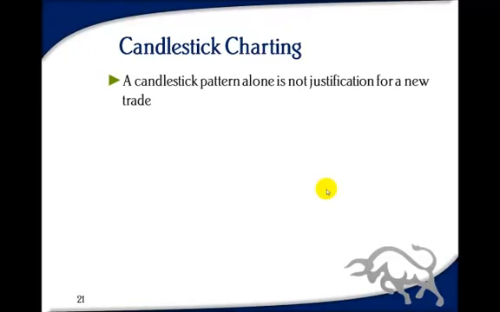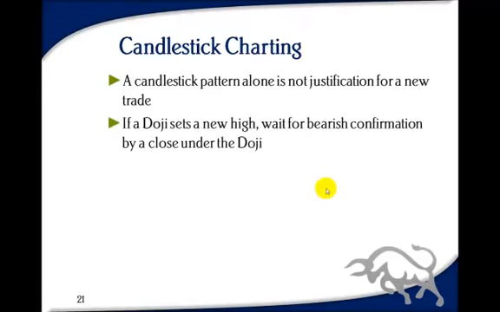I've covered the next one. A pattern alone is not a justification for a new trade. Never trade just on the basis of seeing a pattern. Next one: if a doji sets new highs, then wait for a bearish confirmation by a close under the doji. You think the doji may be a reversal signal, but it may not be so. You have to look at the next candle to see if the reversal is happening, and then you can put in your trade.